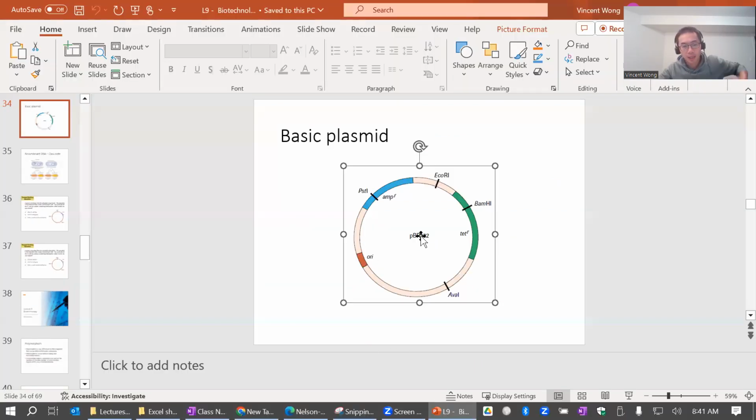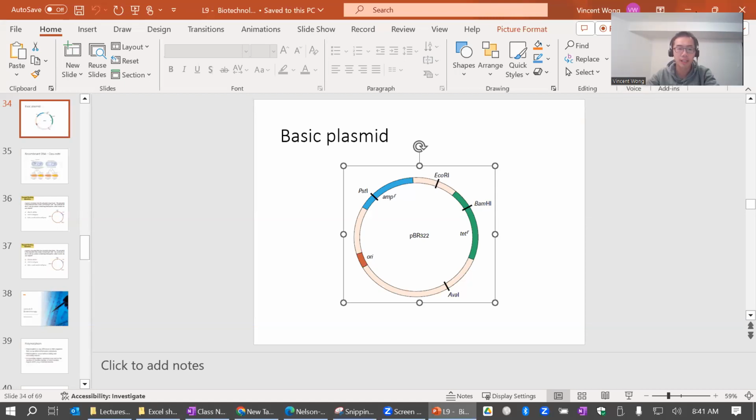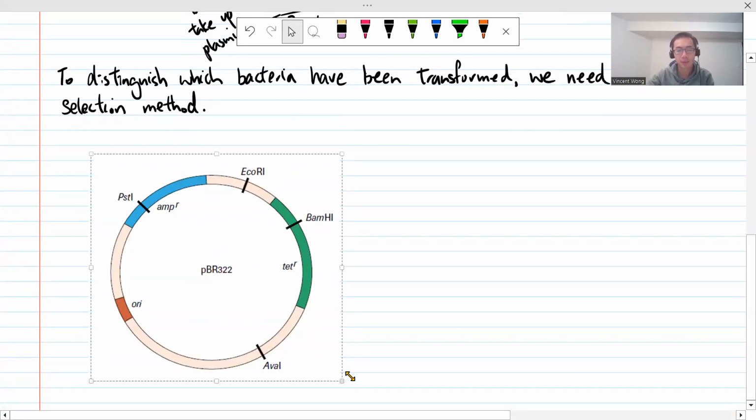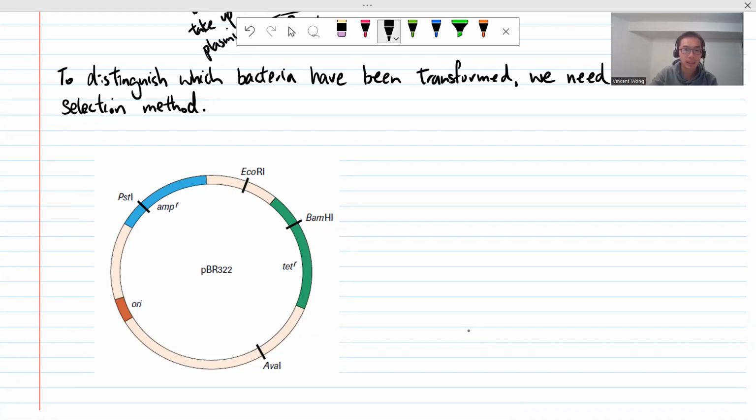So let me just copy this plasmid over here. We talked about this already briefly last time, but let's revisit the idea. Okay, so here is the plasmid that we buy online. This is just the name of the plasmid. No particular meaning. This is the origin of replication. That's where you start the process of transcription, basically.